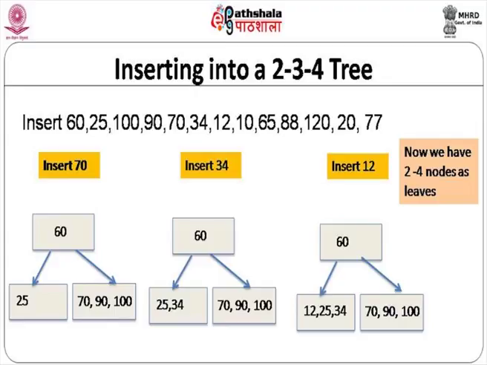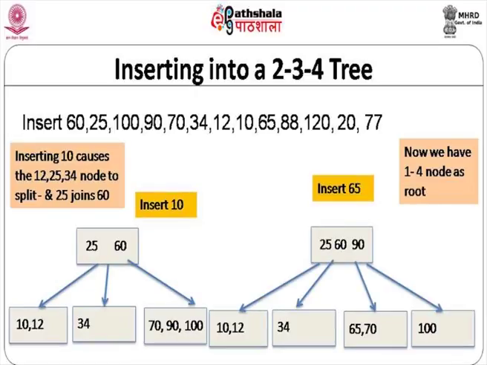So, I have to insert 10 in the 12, 25, 34 node. When I insert that, it violates the condition. So, I split it up and I have 10, 12, 25, 34. I split 10, 12 into one side, 25 goes up and 34 on the other. So, 25 goes to the left of 60 and 34 comes here. Now I have finished inserting 10 and there is no violation. At the leaves I have a 3 node, a 2 node and a 4 node.